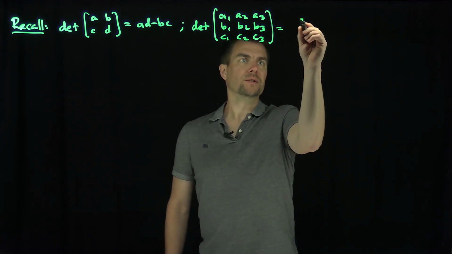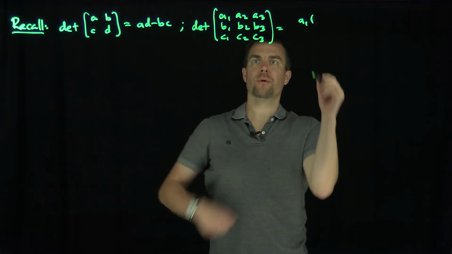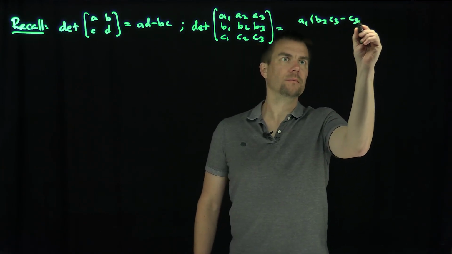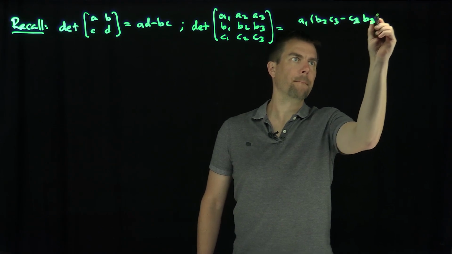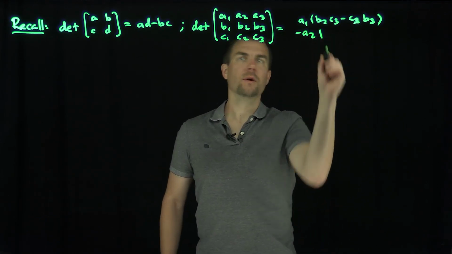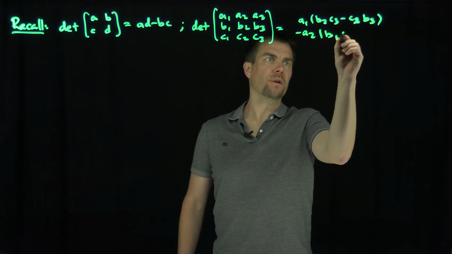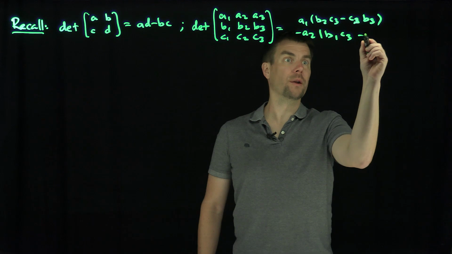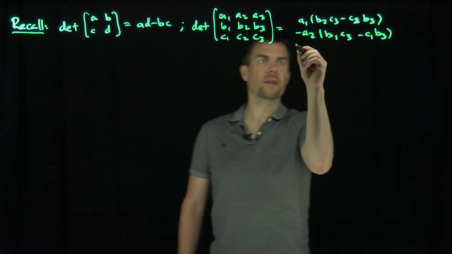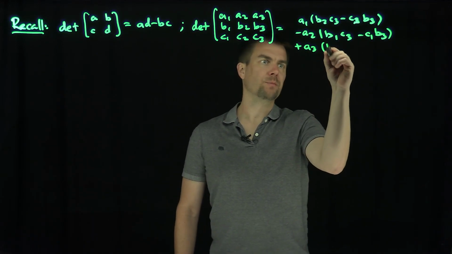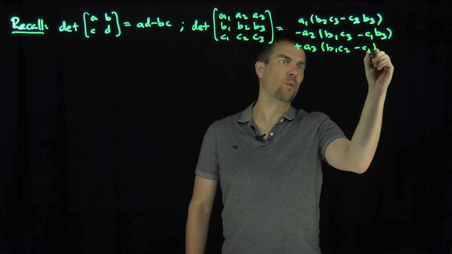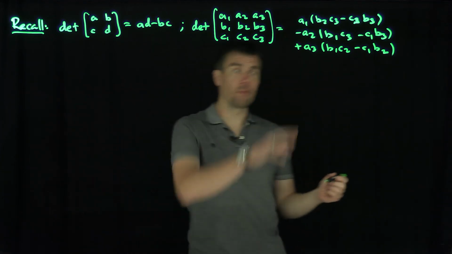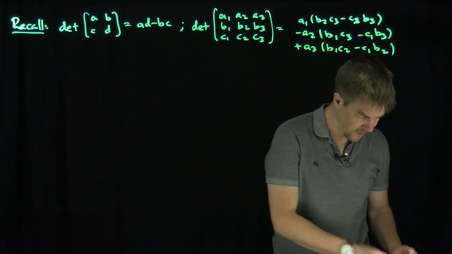It was A1 times the determinant we get when we punch out the row and column, so that's going to be B2, C3 minus C2, B3, then minus A2 times B1, C3 minus C1, B3, then finally plus A3 times B1, C2 minus C1, B2. Like that. Great. And what I really did here is a cofactor expansion. So this is really a cofactor expansion.